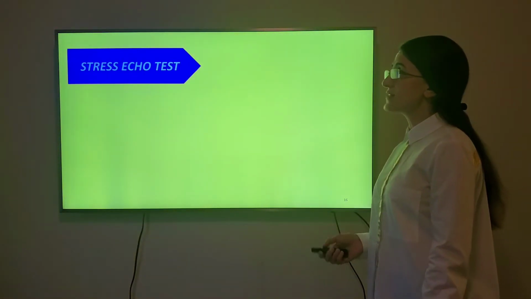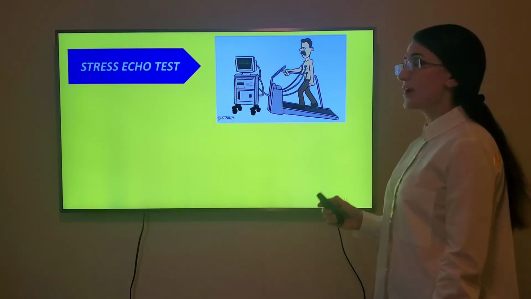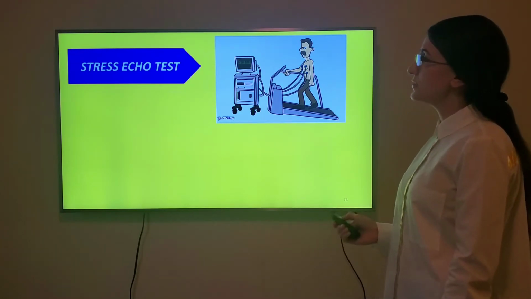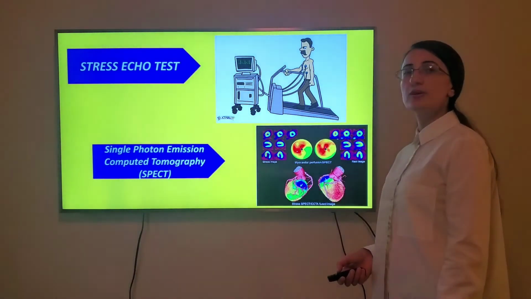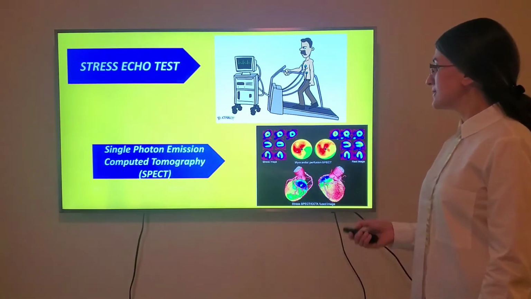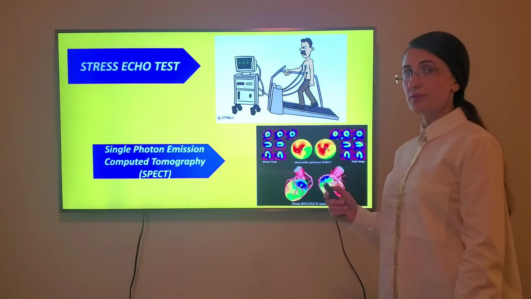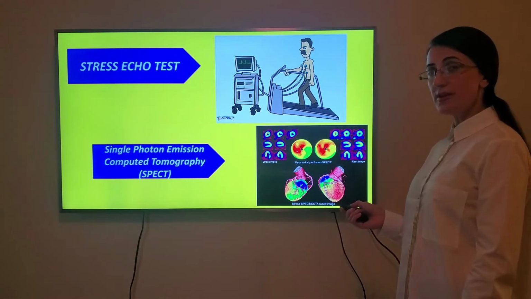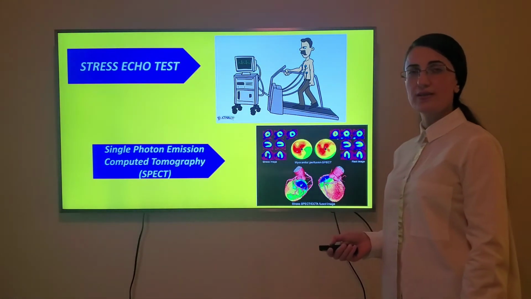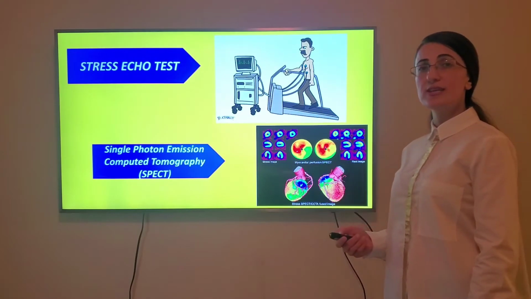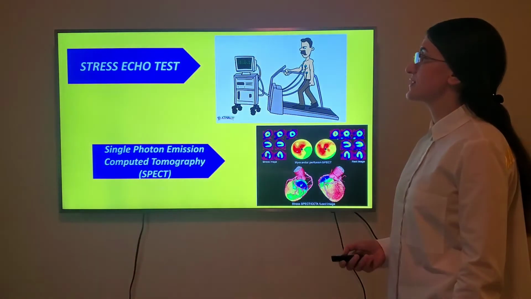Another method is the stress echo test, which is a combination of treadmill and echocardiography. It is considered a non-invasive method. The other one is single photon emission computed tomography. In this method, they administer a radioactive tracer which goes to the coronary arteries, and when they track this tracer, they can see where the obstruction is located. But the limitation of this method is that it has very low sensitivity.